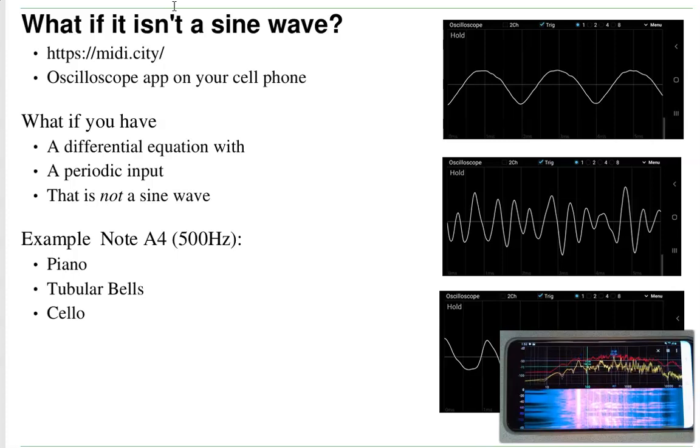So non-sinusoidal inputs are actually the norm. A few things have pure sine waves, like a whistle. A whistle is almost a pure sine wave. But other sounds are not. So how do you handle a periodic input that is not a sine wave? That's what this lecture is all about.